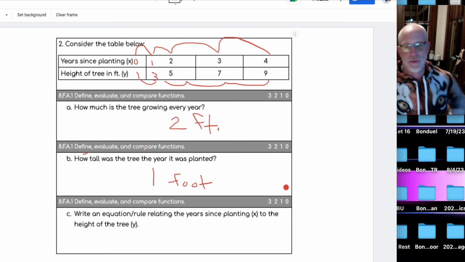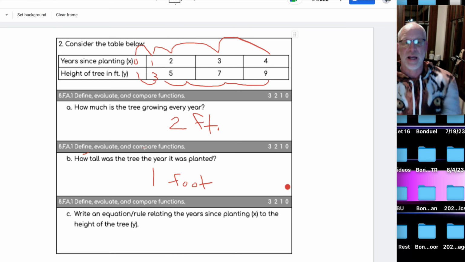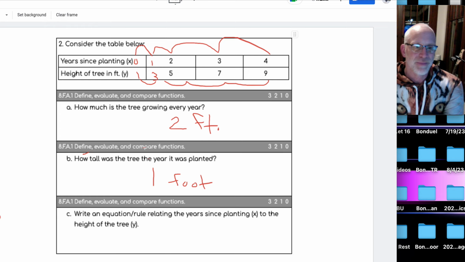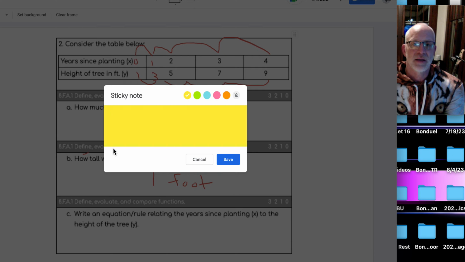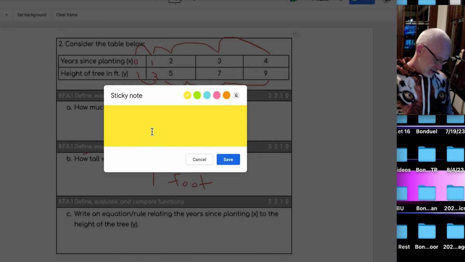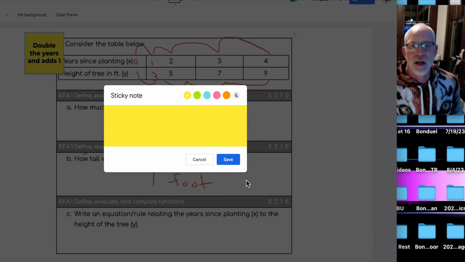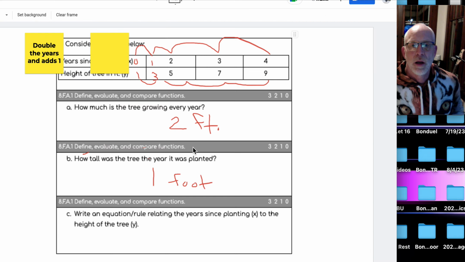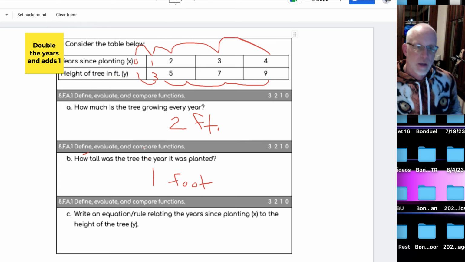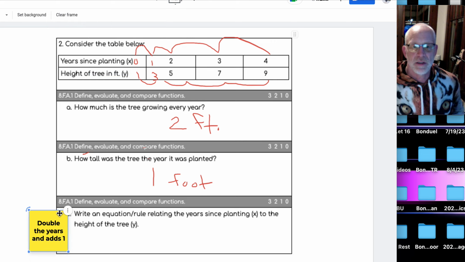Write an equation relating the years since planting, the x, to the height of the tree. Well, I did 2 things. One is I just put a rule on there, and I said the rule was double the years and add 1. So if we double the years and add 1, right? That's one way to do it. Just double the years and add 1.